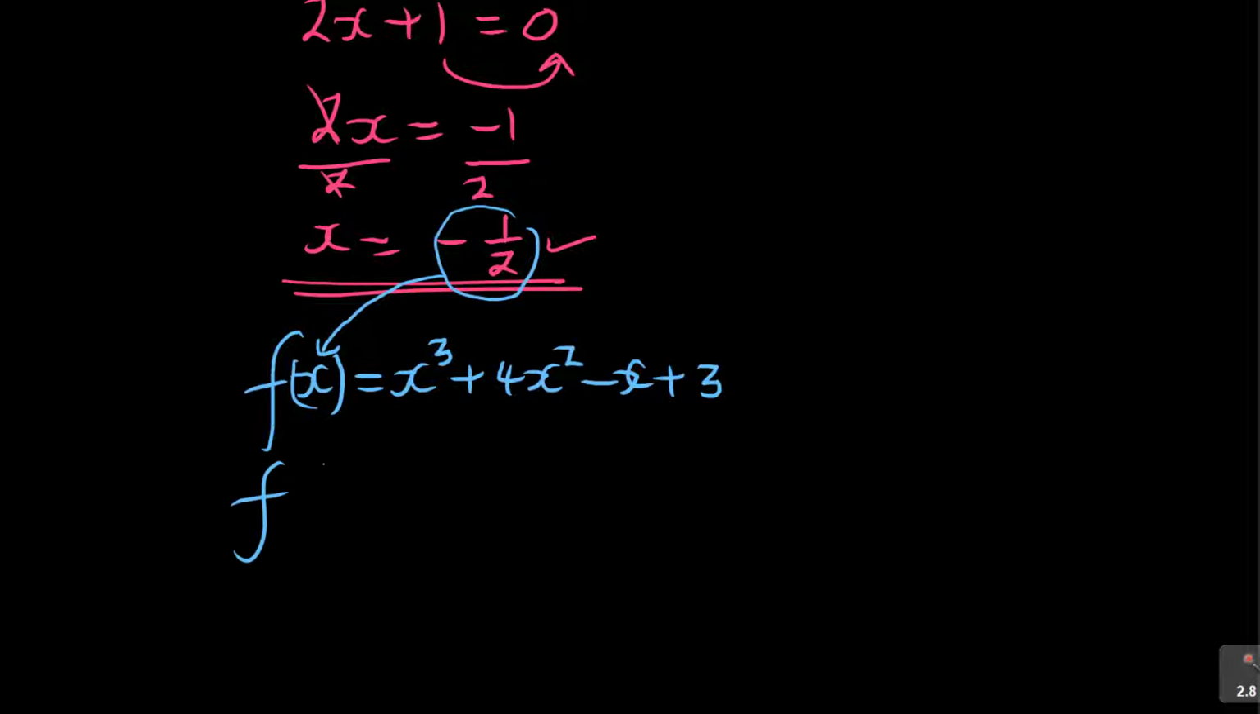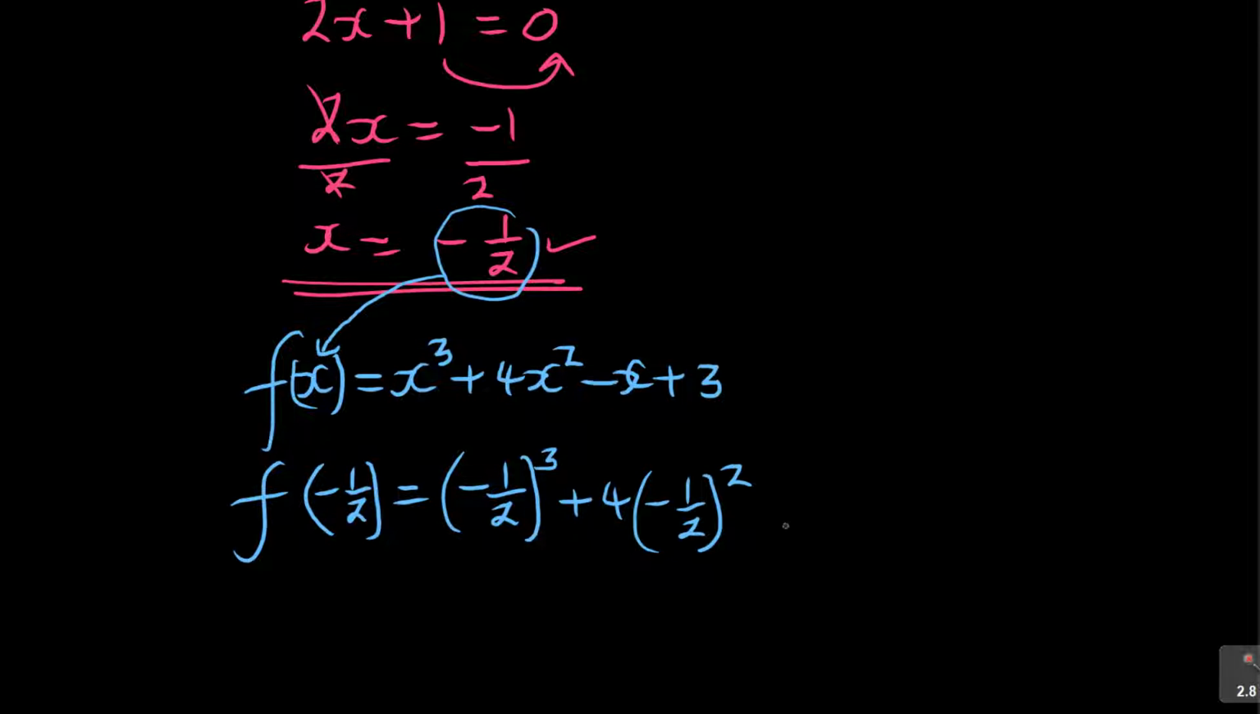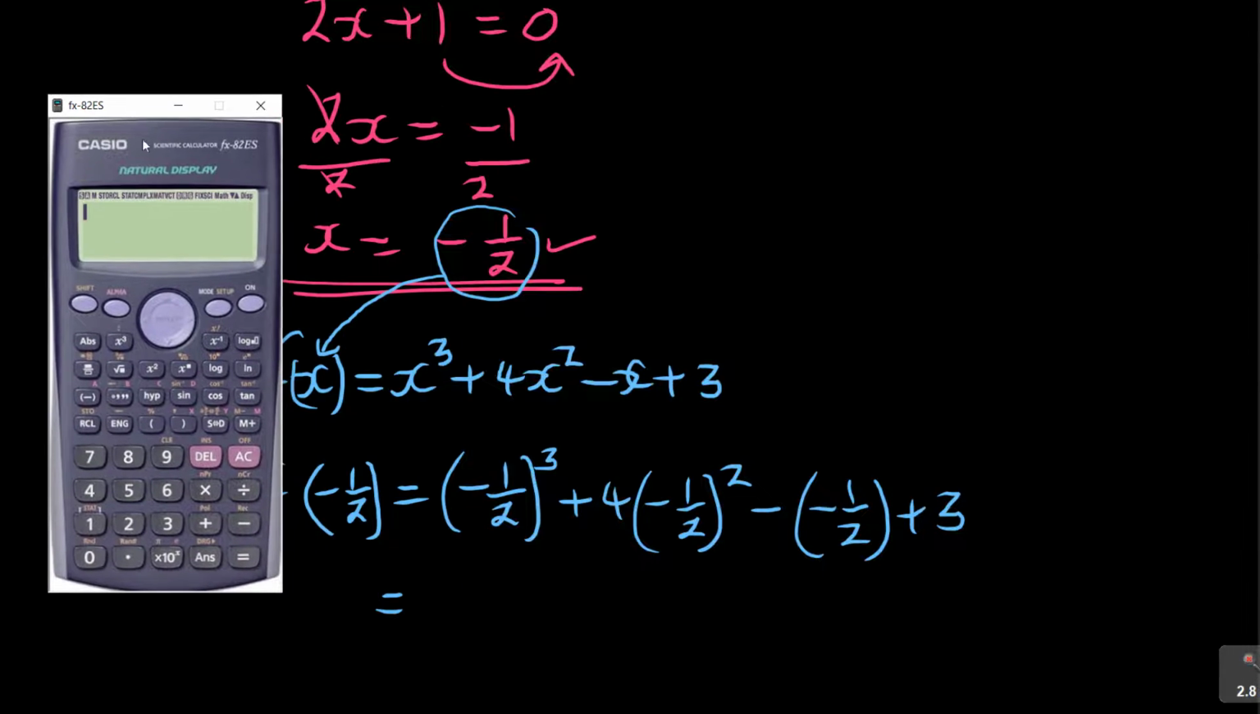So which means f of minus 1 over 2 is equal to bracket, always put a bracket, minus 1 over 2, cubed, you see what I'm doing? Plus 4 times minus 1 over 2, squared, minus bracket minus 1 over 2, plus 3. Then your calculator is the one that will do everything. You don't have to worry how you come about it, you just have to rely on your calculator at this stage.